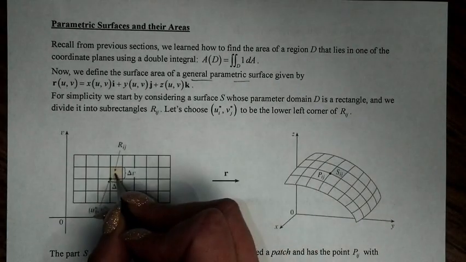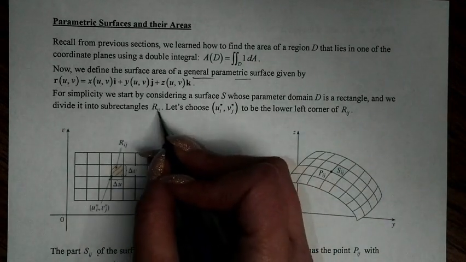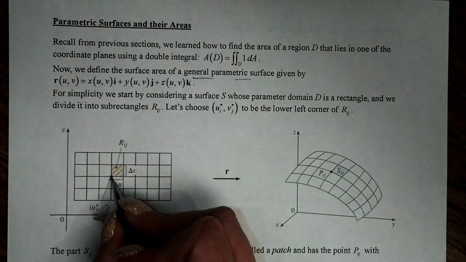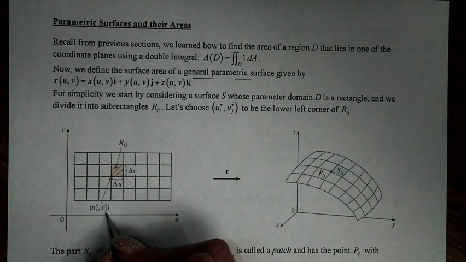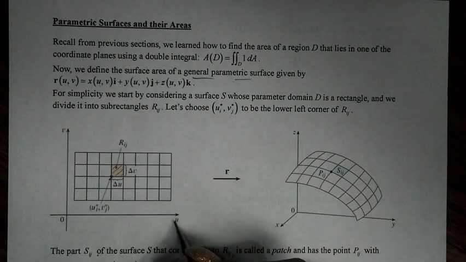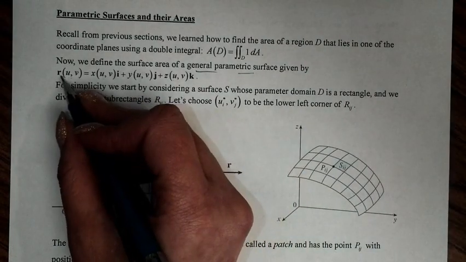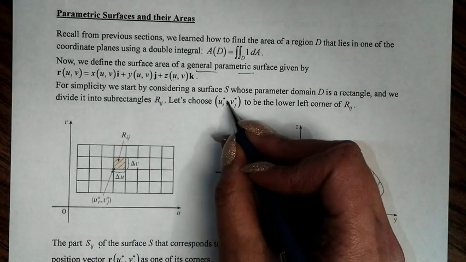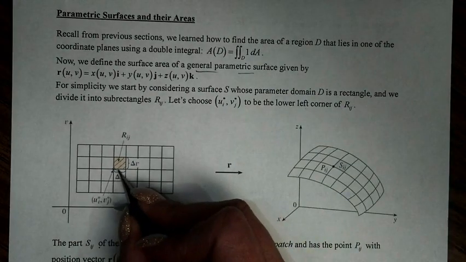Let's look at this rectangle over here, which is technically the sub-rectangle R sub ij. Let's choose this point that you have here, which is u sub i star, v sub j star. This is u and this is v. Please note that this is parameterized. So if you use the vector valued function, you are going to choose u sub i star comma v sub j star to be the lower left corner of this one.